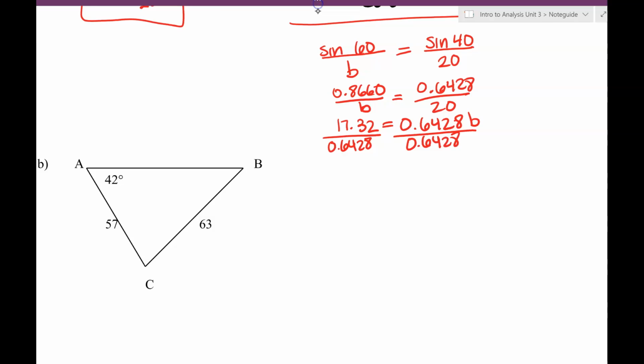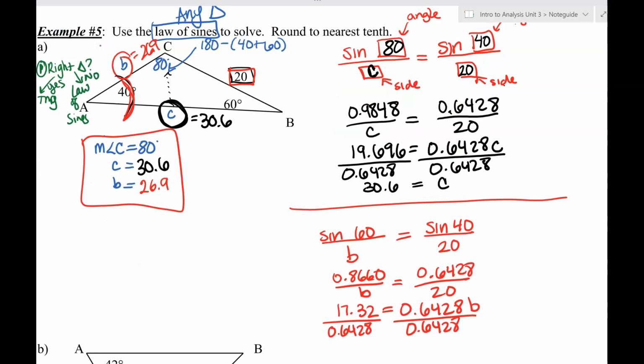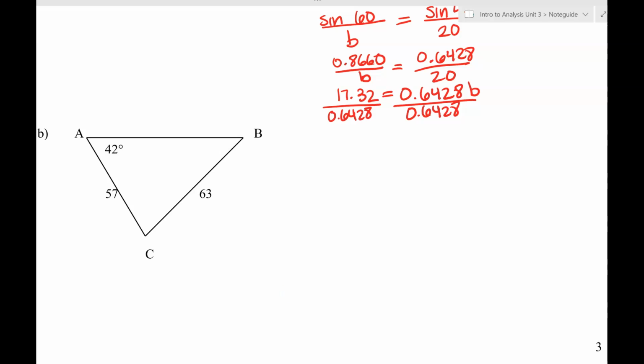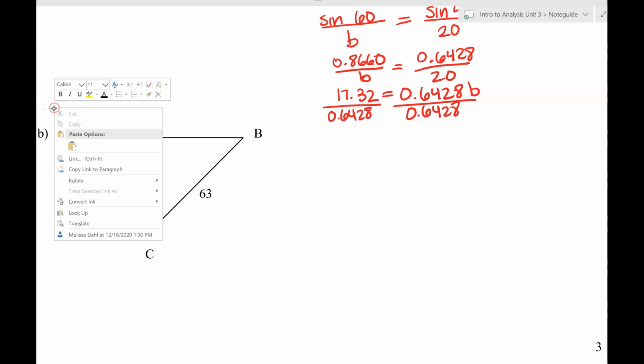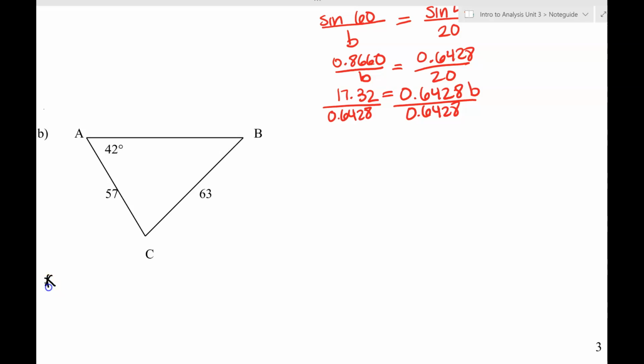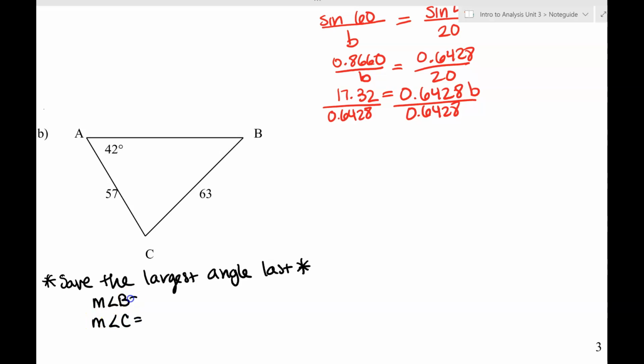For part B, we're going to do the same thing, and I'm going to make a note for you guys, and it might not make much sense given that we're using this more in an application sense instead of learning all the theory with it, but if you're not sure about a triangle, you should save the largest angle for last. So what I mean about this is when we look at this triangle, we have to find two angles, angle B and angle C. And we also have to find side length C. This one's across from B and this one's across from A.